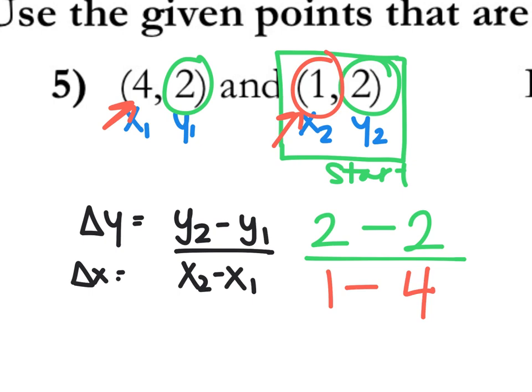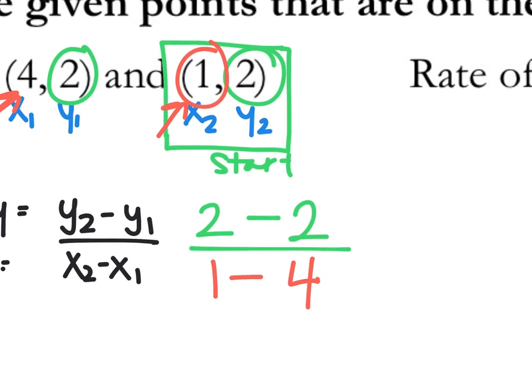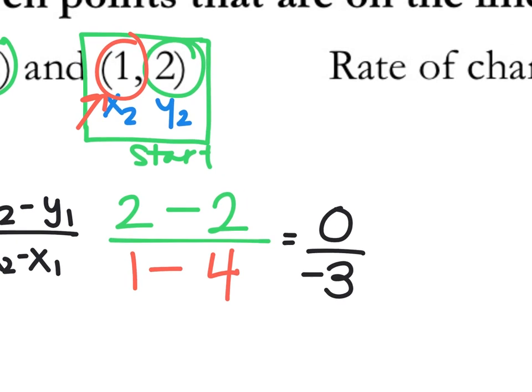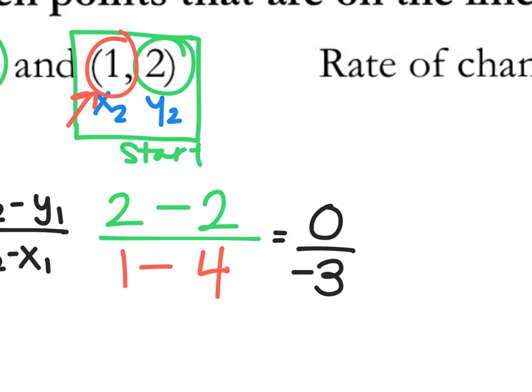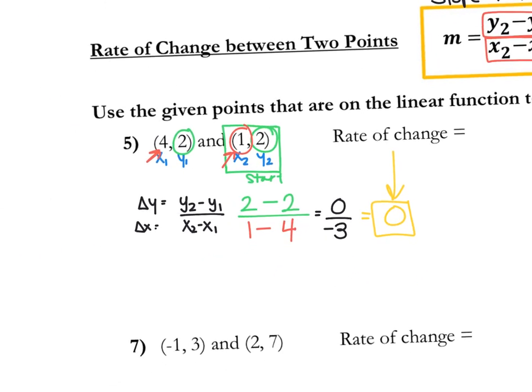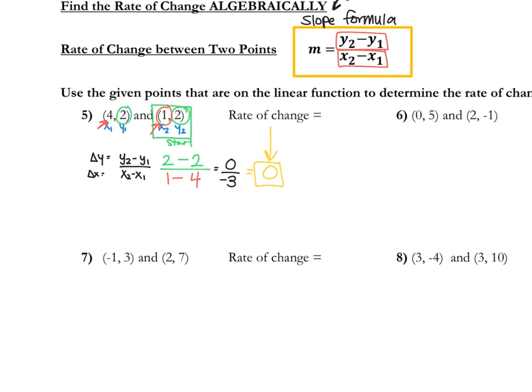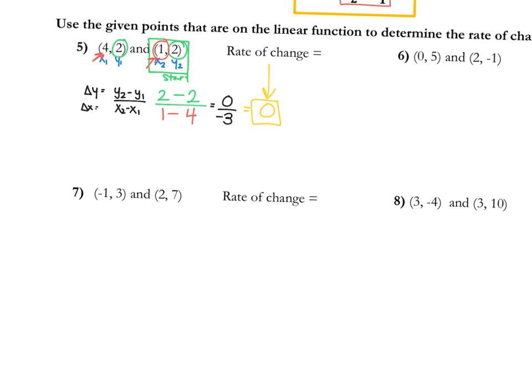Okay, doing the math. 2 minus 2 is 0. Over 1 minus 4, which is negative 3. This time the 0 is on top, which is allowed, so my rate of change is 0. I'm going to skip to number 7.